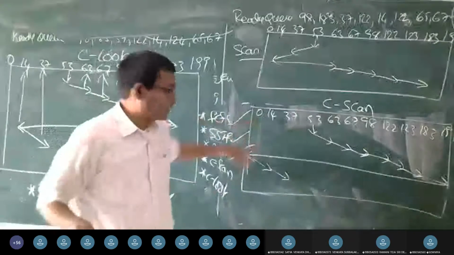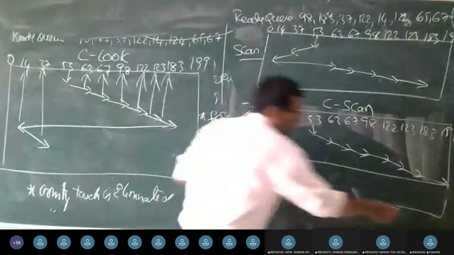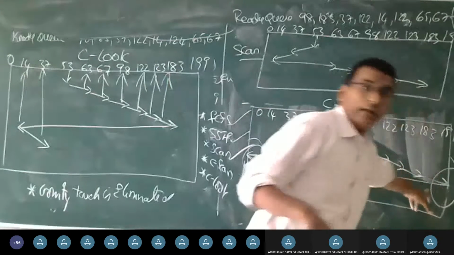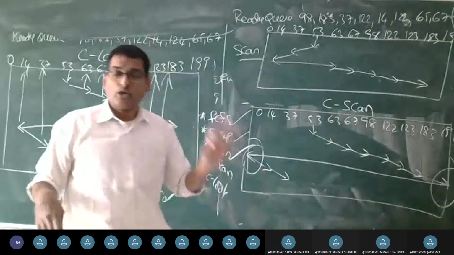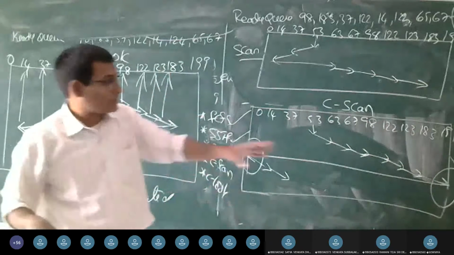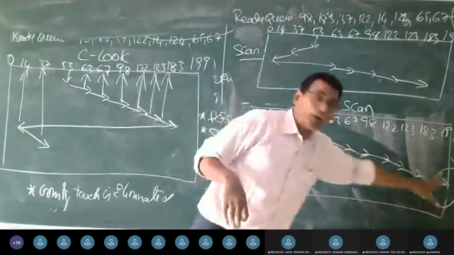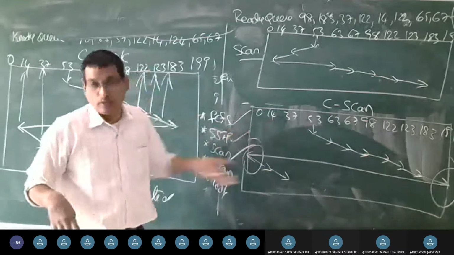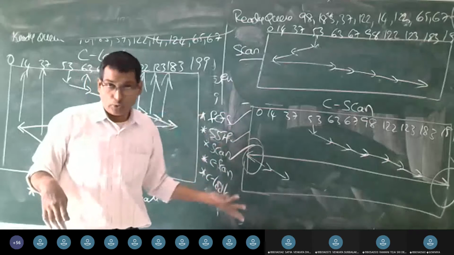Right? It is going to touch the boundaries. It is touching the lower end and it is touching the upper end. So the drawback here was there is no request between 183 and 199. There is no request between 0 and 14. Why should you touch the boundaries?